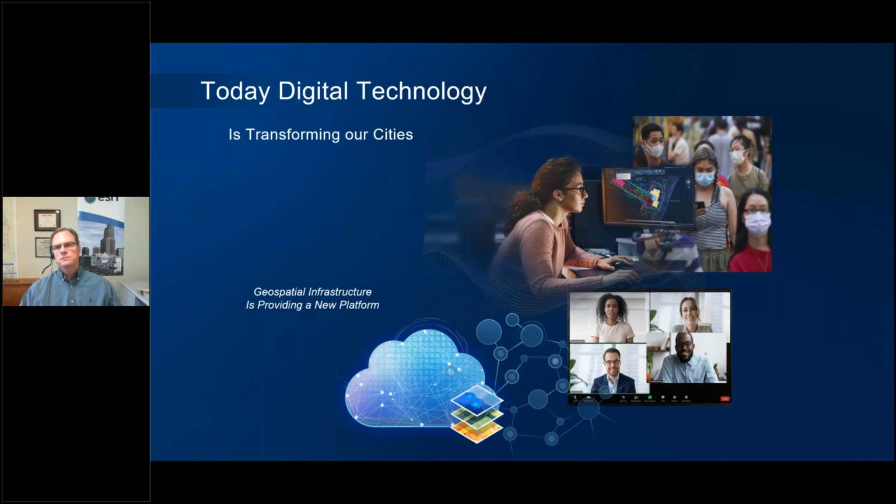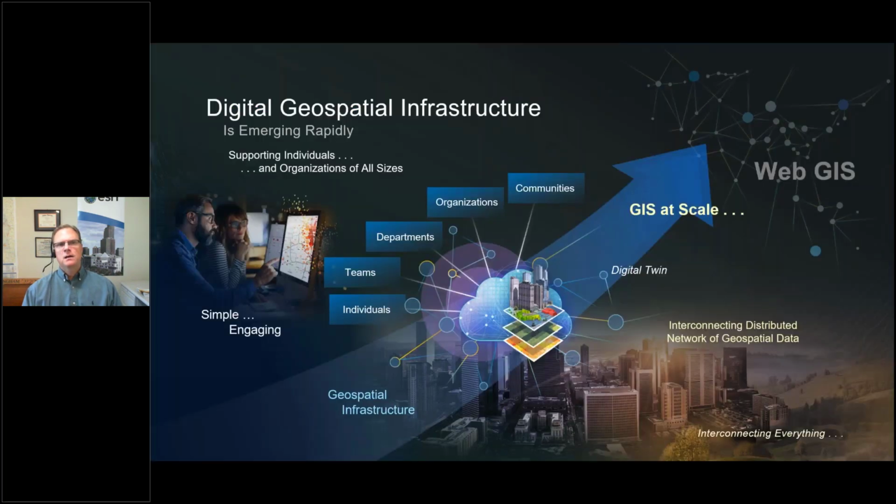So geospatial infrastructure is also a part of this new technology. It's providing a new platform, and it's really emerging rapidly to where we're moving towards more of a distributed network for geospatial content. And what do I mean by that? So in the past, an enterprise GIS was seen as sort of this central hub of data that was sitting on a couple of servers, and the GIS team were like the supreme data overlords of that, and they were the gatekeepers of that data.